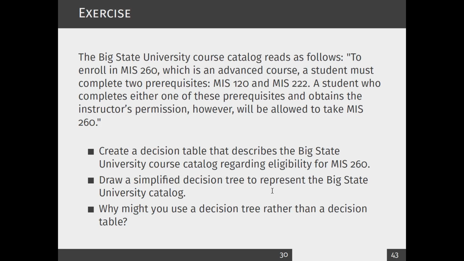Create a decision table, draw a simplified decision tree. Why might you use a decision tree rather than a decision table? Shall we start?